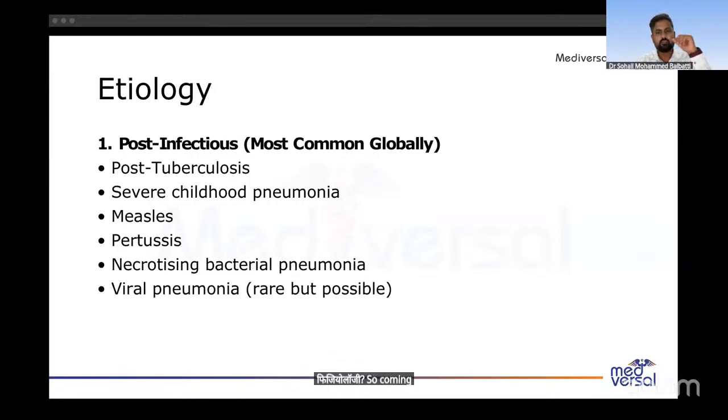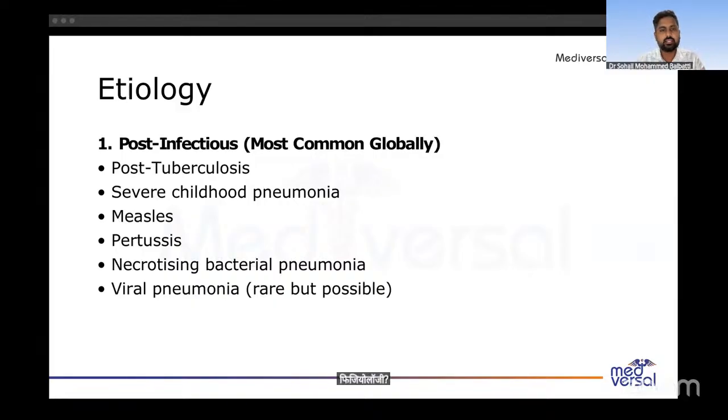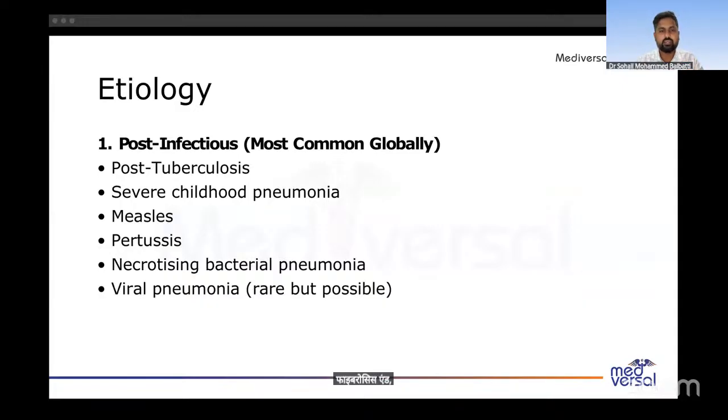So coming to the etiology, there are various etiologies which are causing bronchiectasis. The most common globally is post-infectious, and especially in a country like India, where there is a high prevalence of tuberculosis, post-tuberculosis, because of the fibrosis, there is a distortion of the airway and stasis of secretion. Because of that, post-tubercular remains the most common cause of bronchiectasis. Or certain individuals who have a severe childhood history of recurrent pneumonias, especially with measles, pertussis, and in adults who are suffering from necrotizing bacterial pneumonias or viral pneumonias, though they are rare, but possible etiology for causing post-infectious bronchiectasis.